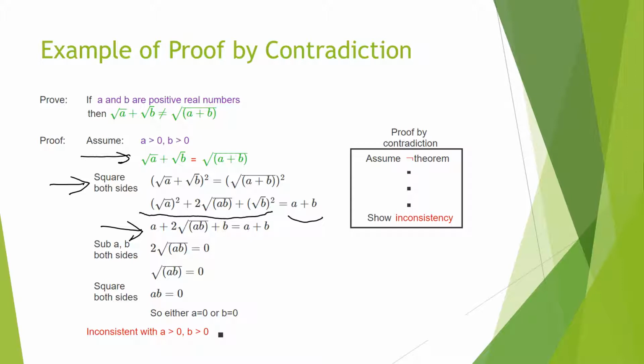We know that if the product of two numbers is 0, then either the first one has to be 0 or the second one has to be 0. So at least one of them is 0. This is inconsistent with the assumption that A and B are both positive numbers. When they are positive, they should be greater than 0. So none of them can be 0. That's in contradiction with what we proved. We proved that at least one of them has to be 0. So we reached an inconsistency, a logical inconsistency or a contradiction. Therefore, the theorem has to be true.